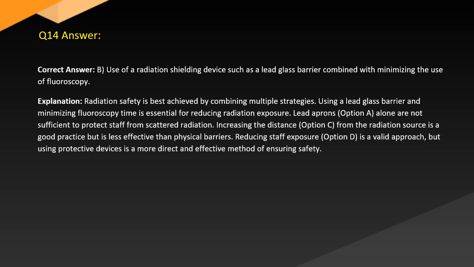Answer. Correct answer B. Use of a radiation shielding device such as a lead glass barrier combined with minimizing the use of fluoroscopy. Explanation. Radiation safety is best achieved by combining multiple strategies. Using a lead glass barrier and minimizing fluoroscopy time is essential for reducing radiation exposure. Lead aprons, option A, alone are not sufficient to protect staff from scattered radiation. Increasing the distance, option C, from the radiation source is a good practice but is less effective than physical barriers. Reducing staff exposure, option D, is a valid approach, but using protective devices is a more direct and effective method of ensuring safety.